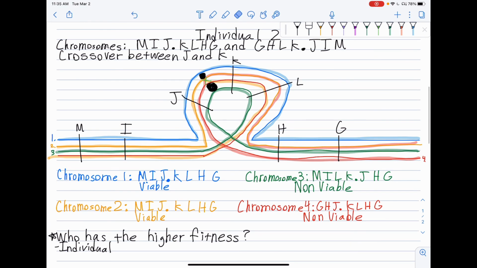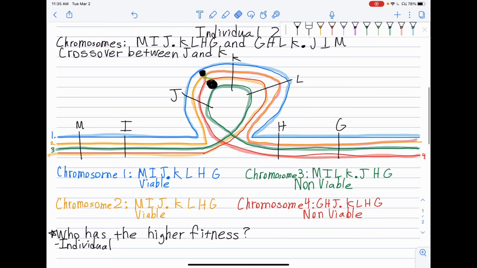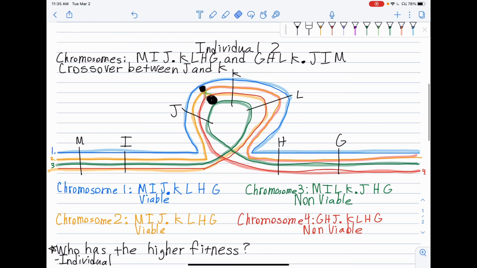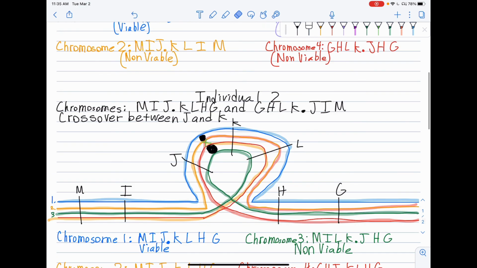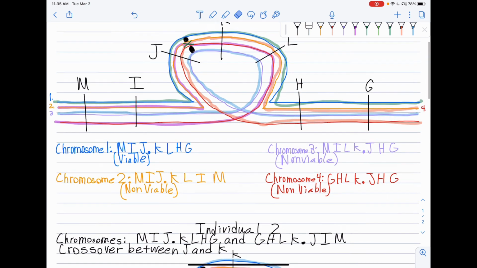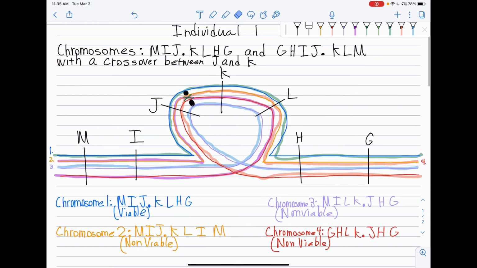Who has the higher fitness? It would be individual 2 because it has two viable gametes, compared to individual 1, which has one.